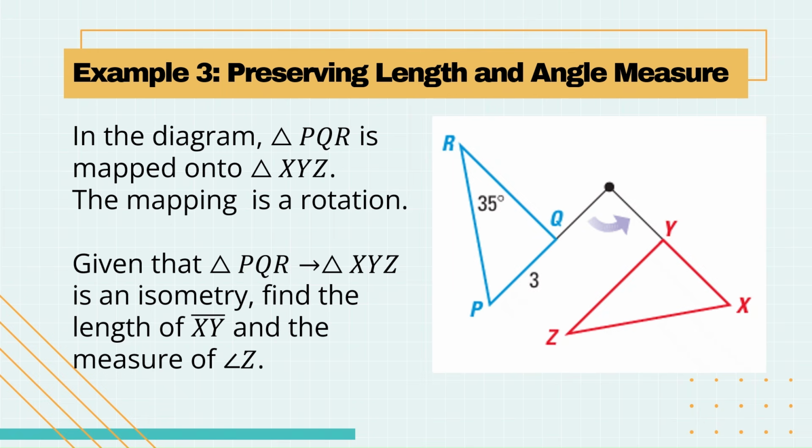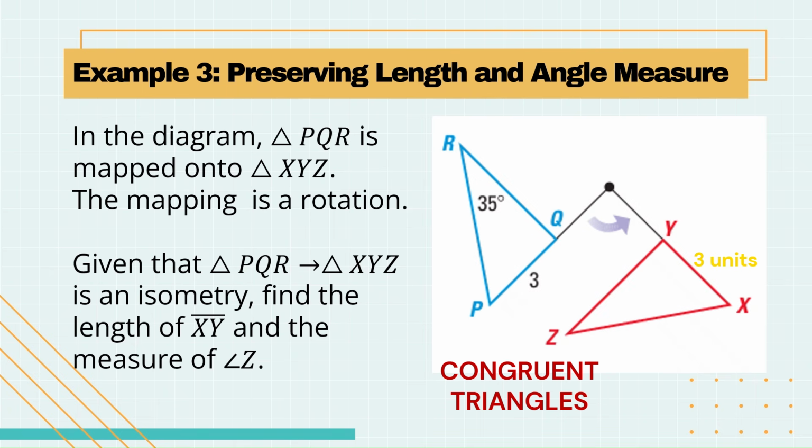Okay, so the statement triangle PQR is mapped onto triangle XYZ implies that P is mapped onto X, Q to Y, and R to Z. Because the transformation, which is rotation, is an isometry, the two triangles are therefore congruent. So, segment PQ is going to be congruent to XY. Hence, based on the diagram, if PQ is 3 units, then the segment XY is also 3 units.